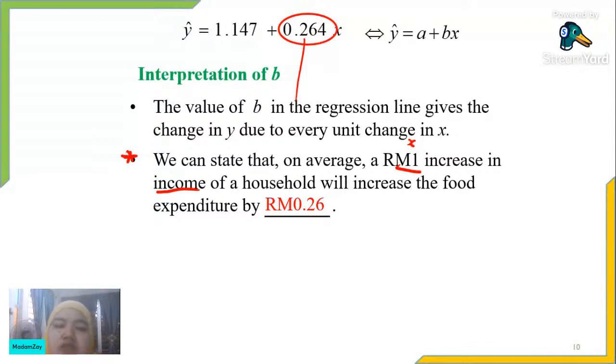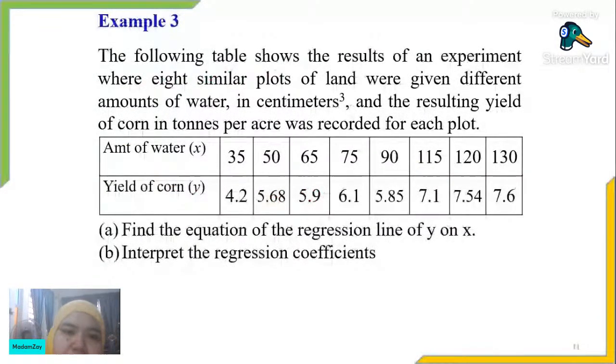Okay, so now continue with example 3. The following table shows the result of an experiment where 8 similar plots of land were given different amounts of water in centimeters cubed, and the resulting yield of corn in tons per acre was recorded for each plot. So we have the amount of water in centimeter cube, and then the yield of corn, Y, in tons per acre. Find the equation of the regression line of Y on X.